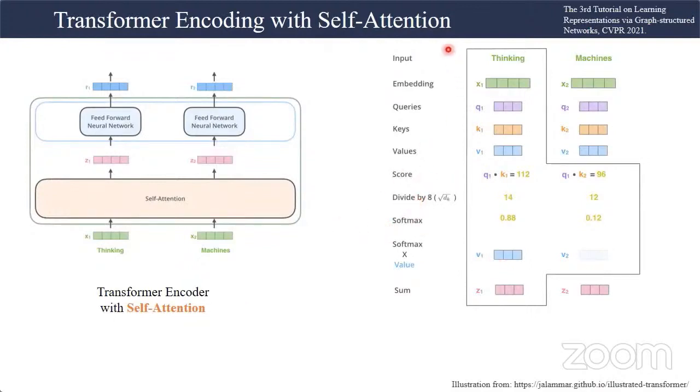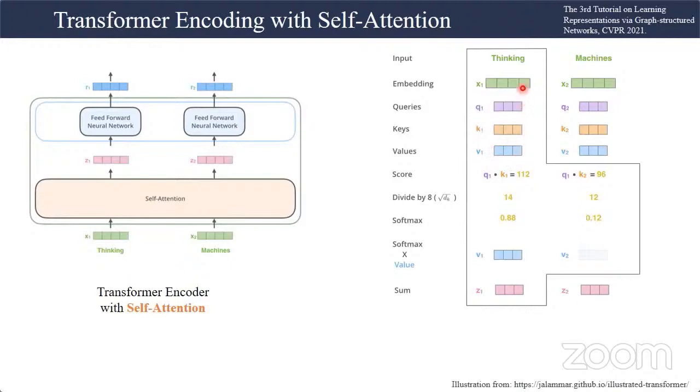It is now from top to bottom. The input sequence consists of two words here, thinking machines. They're called tokens. Each token in the input sequence is represented as an embedding, which is learnable. There are three mappings to be learned to map the token embedding into queries, keys, and the values.